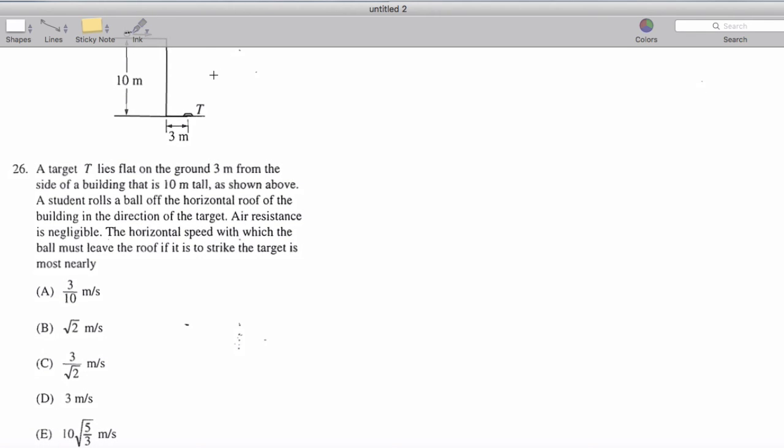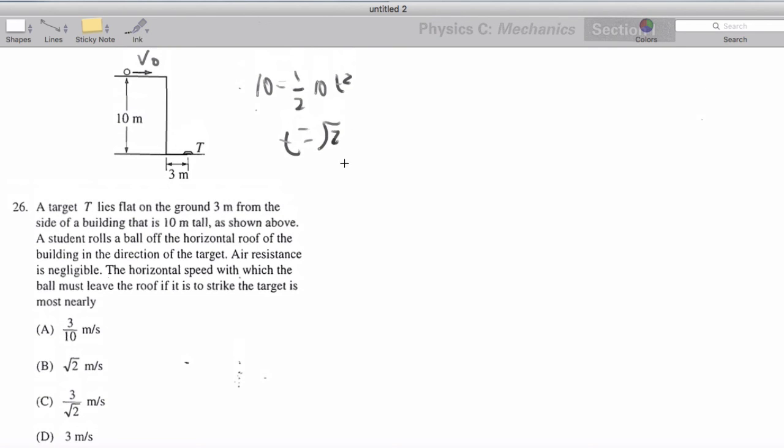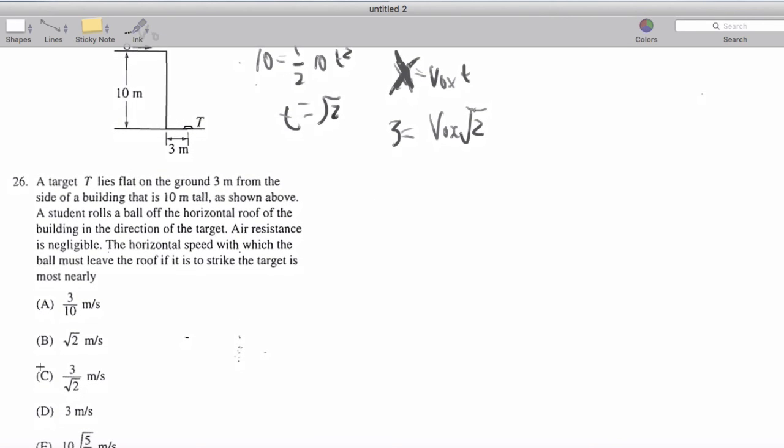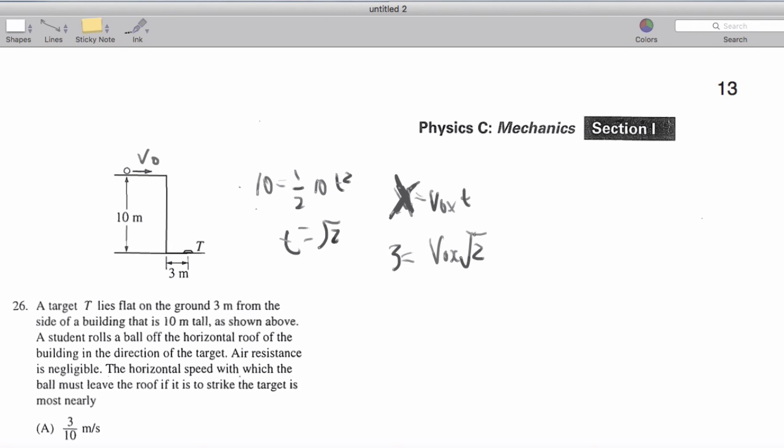A target lies flat on the ground, and we want to know the horizontal speed needed to hit the target. Let's get the falling time. 10 is 1/2 10t squared. So t is the square root of 2. And then we want to get the speed, so x is v naught x times t. So 3 is v naught x times square root of 2. So 3 over square root of 2 meters per second. So that wraps up the multiple choice section of the exam, and we'll post both these results online now.